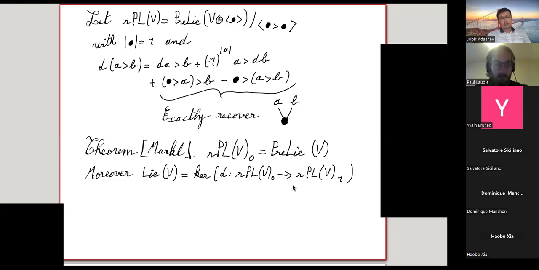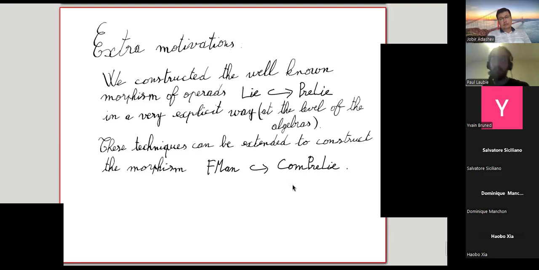And so when I was saying that this was not the true motivation, well, we had some extra motivation. So the first one is the morphism from Lie to pre is already well known, and we know that this is an embedding. But here we described it in a very explicit way, or at least at the level of algebras, it is very, very explicit. We exactly know what happened.